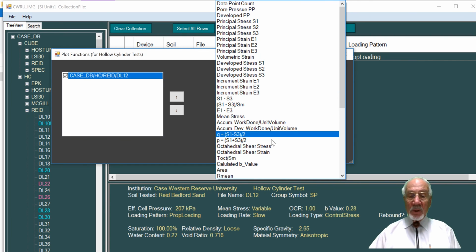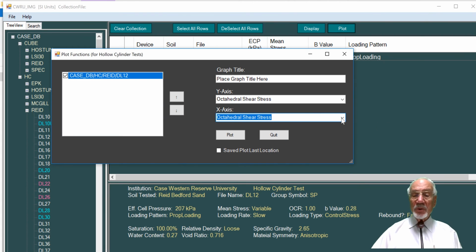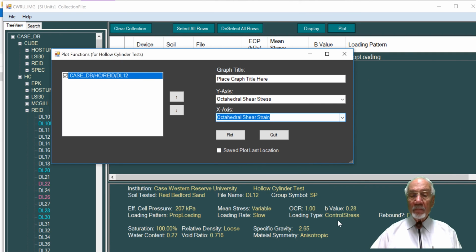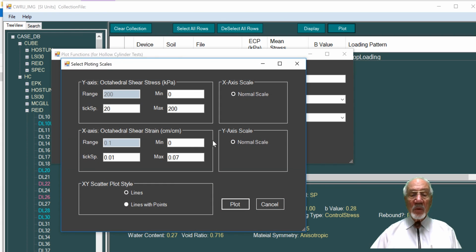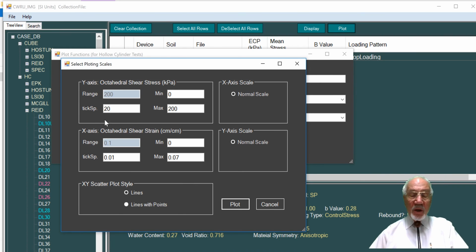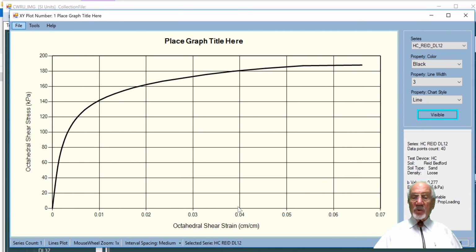Let's take, for example, one that just about applies everywhere, the octahedral shear stress. Click on it. It will appear on the y-axis. You want an x-axis, take the octahedral shear strain, and then press plot. Now with this frame, you have the possibility of choosing the range, the tick space for the x-axis, for the y-axis. Normal scale, we can also get some logarithmic scales on the y-axis, and then click on plot. And here is the graph that we mentioned before.